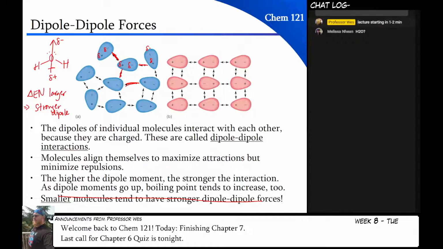Now, there is one particular arrangement of molecules that tends to be more effective in terms of its intensity of interactions. And one of the features that is required of this specific dipole interaction is that the molecules are small. Small molecules have less distance between each other.